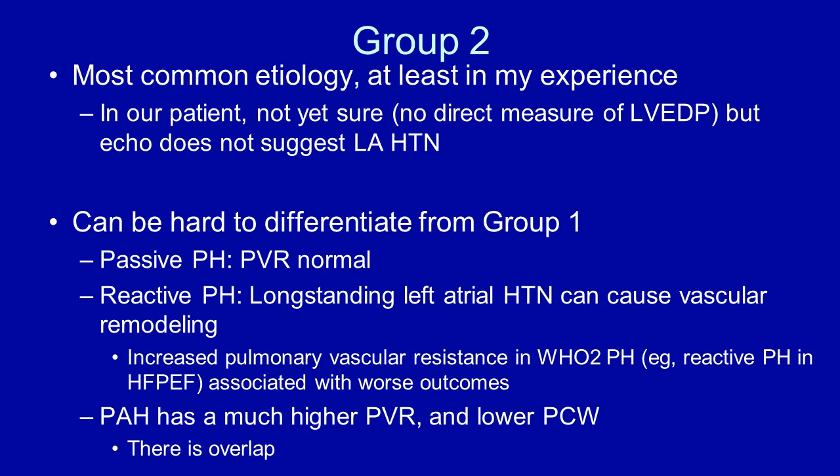If this finding is there in somebody who has WHO group 2, it's associated with much worse outcomes. The median survival in people who have reactive pulmonary hypertension from heart failure with preserved ejection fraction is on the order of about 18 months. In general, the hemodynamics of pulmonary arterial hypertension have a higher pulmonary vascular resistance and a lower pulmonary capillary wedge pressure, or our estimate of left atrial pressure. But there is a tiny amount of overlap at the margins.